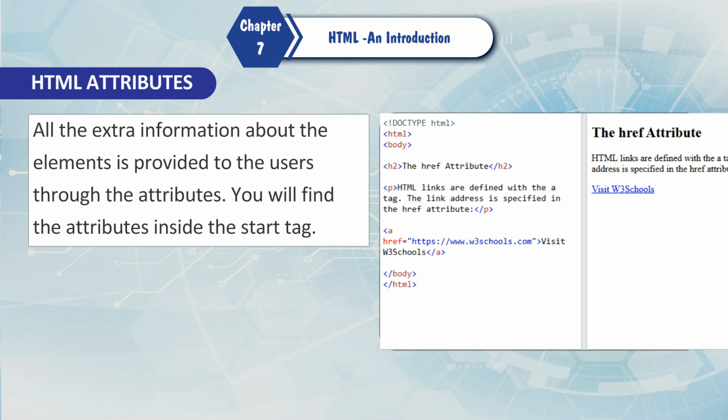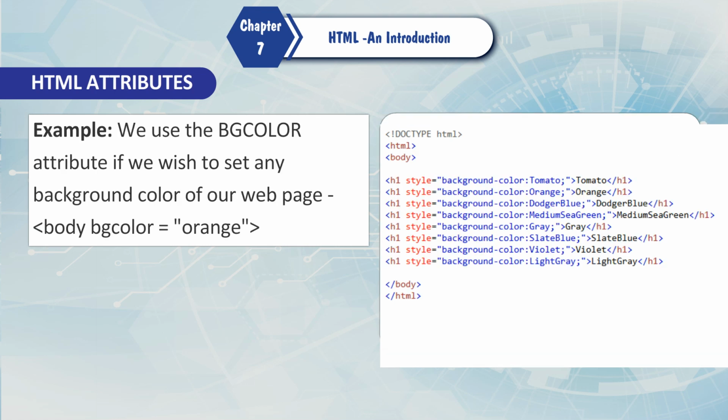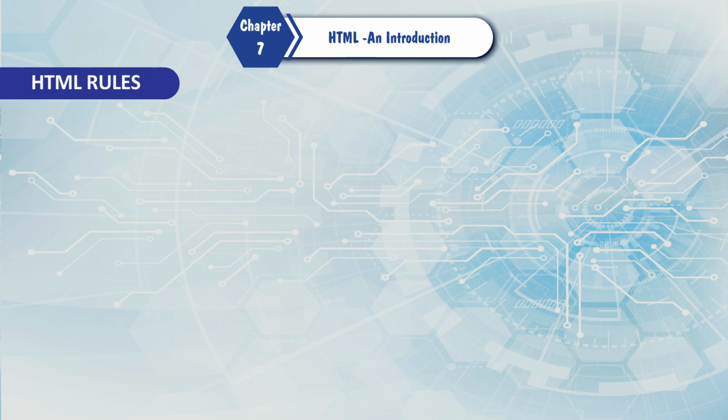HTML attributes. All the extra information about the elements is provided to the users through the attributes. You will find the attributes inside the start tag. Example: we use the bgcolor attribute if we wish to set any background color of our web page: <body bgcolor=orange>.